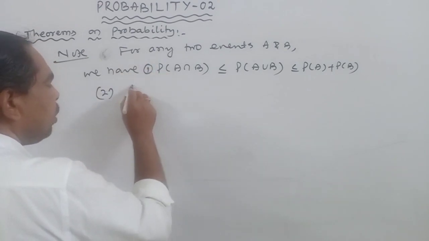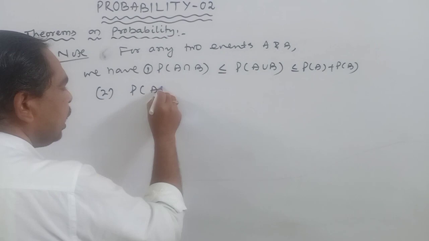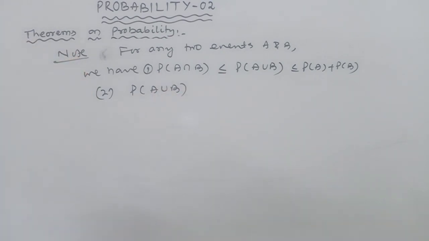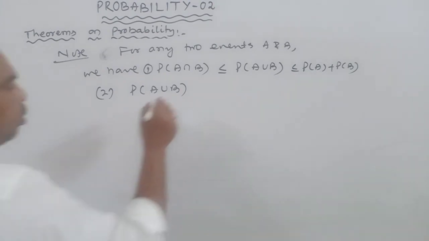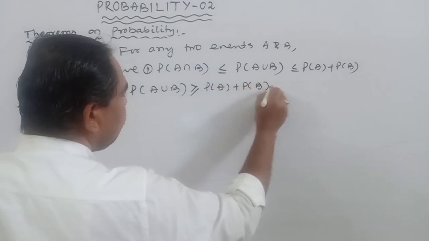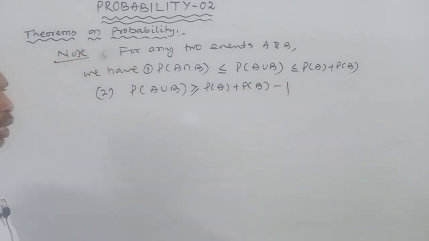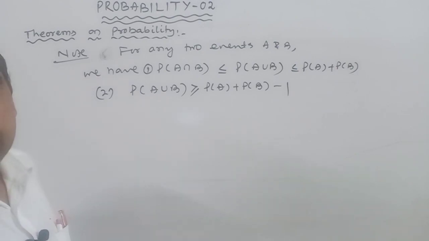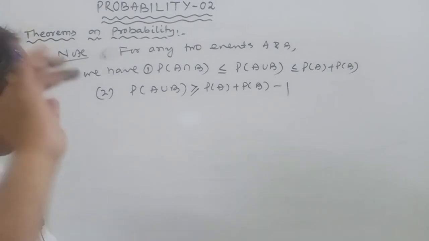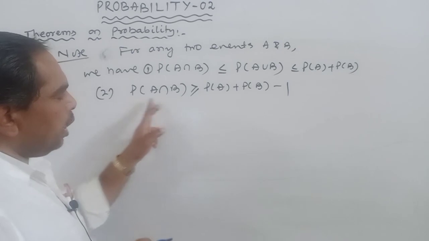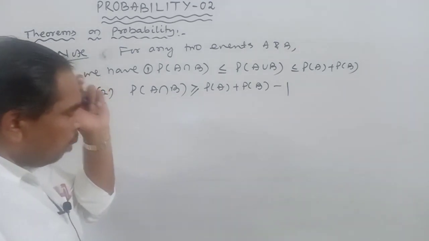P of A intersection B is greater than or equal to PA plus PB minus 1. Sorry, this is P of A intersection B: P of A intersection B greater than or equal to PA plus PB minus 1.